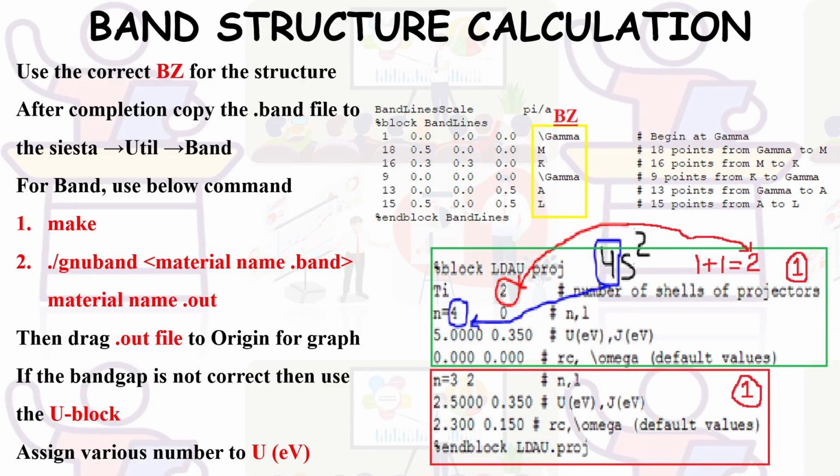Let's start the band structure calculation. For the band structure calculation, the important thing is that we must know the correct Brillouin zone path for the given structure, whether it is BCC, simple cubic, FCC, tetragonal, orthorhombic, or whatever it is. So let's move on to see what that is. In the next slide, we will see.